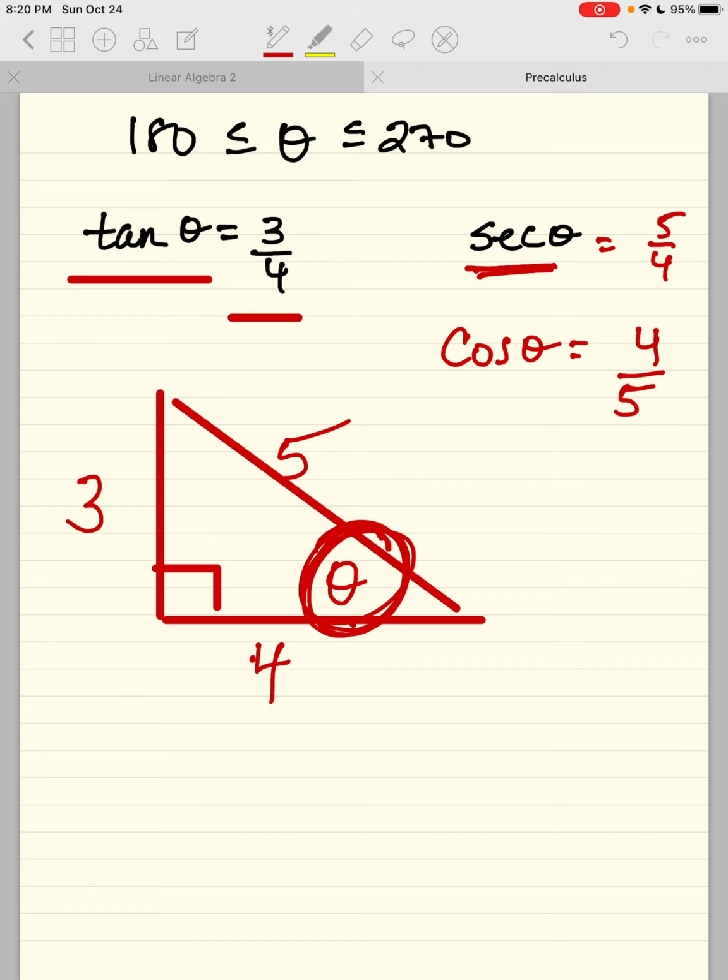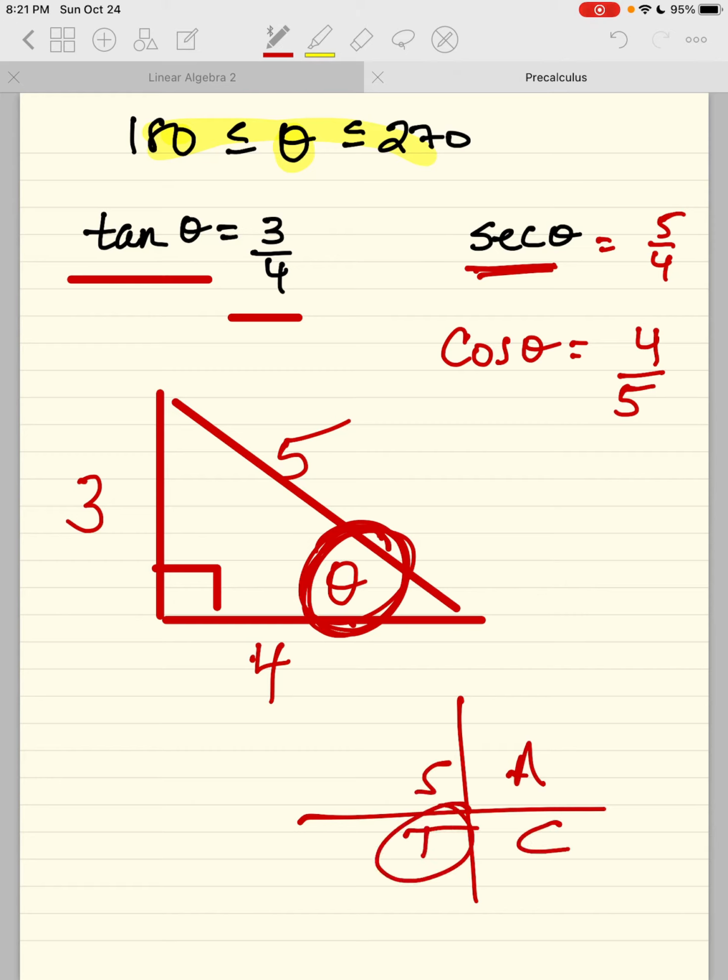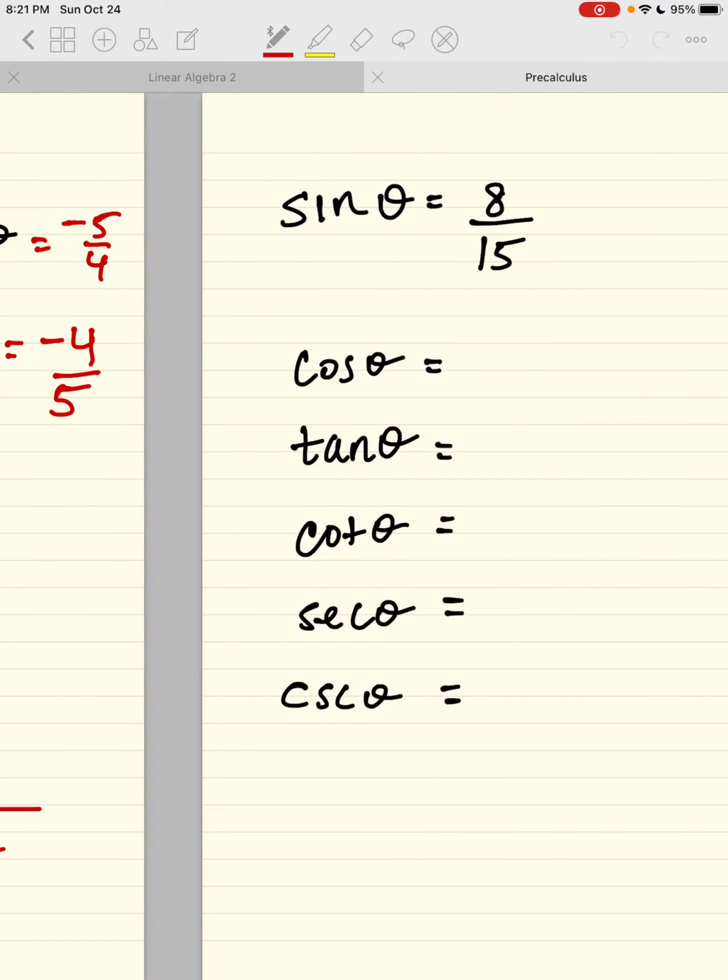Right now, my angle is in quadrant 3. The only one that's positive in quadrant 3 is tangent. Therefore, cosine is negative. Therefore, the reciprocal is negative. So I hope that makes sense. If I was in quadrant 4, then this wouldn't even be true. Okay? When tan theta is equal to 3 over 4, that means the angle is either in quadrant 1 or 3.